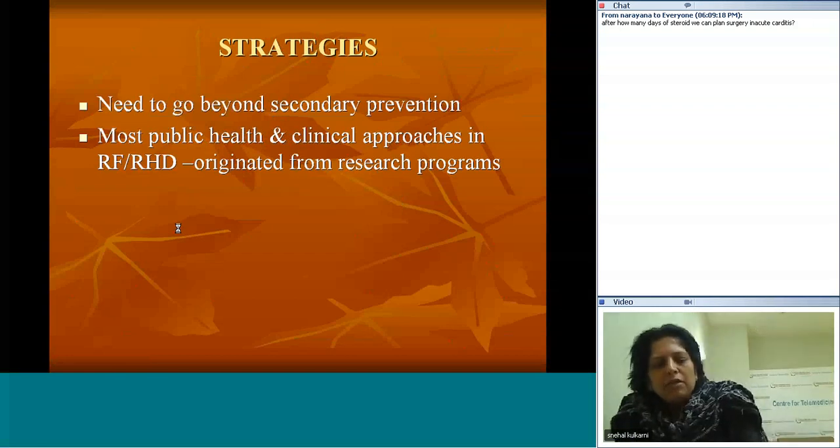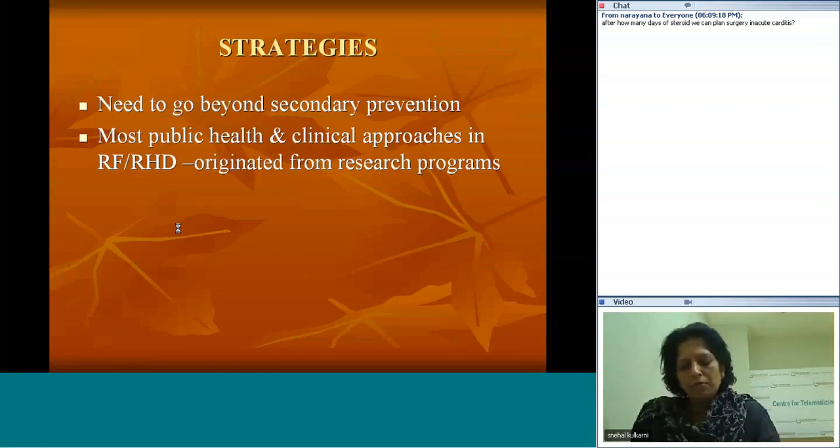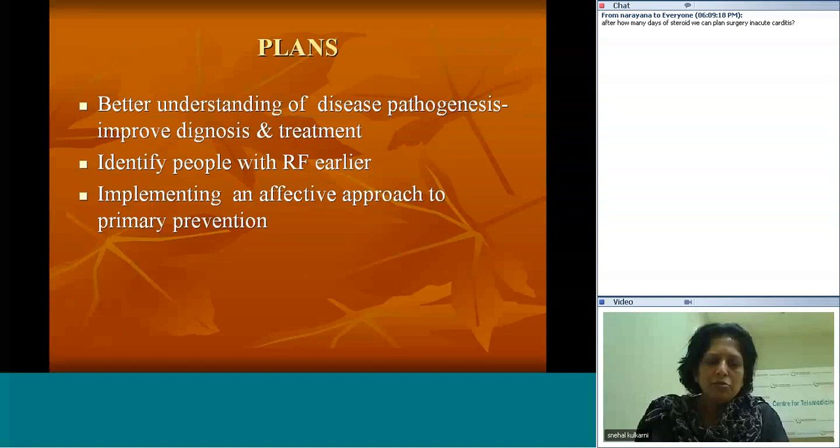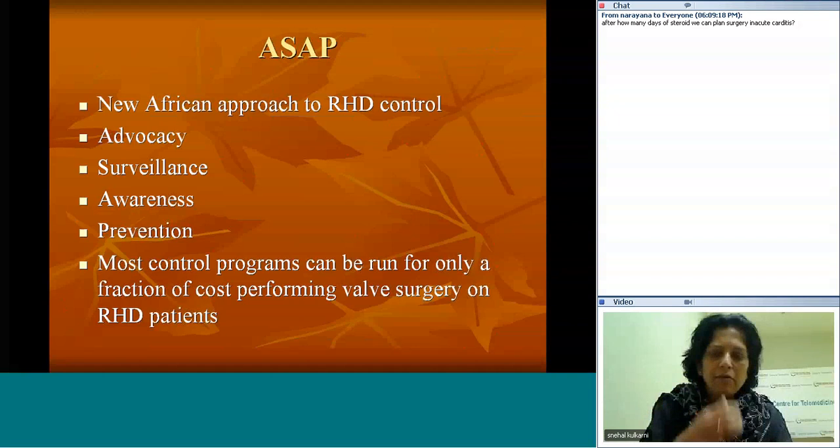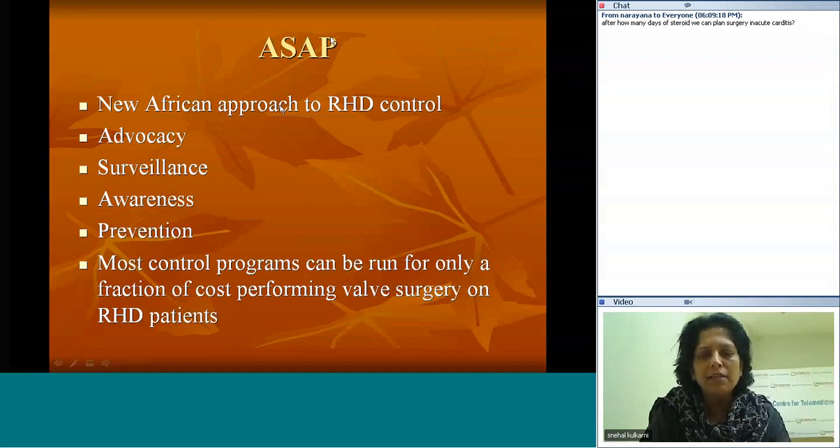As for the strategies for prevention, we really need to go beyond secondary prevention, and most public health and clinical approaches to rheumatic fever and rheumatic heart disease originate from the research program. So, we need a better understanding of disease pathogenesis for improving diagnosis and treatment, identify people with rheumatic fever earlier, and implement an effective approach to primary prevention. These are the plans or strategies which may help in reducing the incidence of rheumatic fever. And this is a very new African approach to rheumatic heart disease control, which is called the ASAP: advocacy, surveillance, awareness, and prevention.